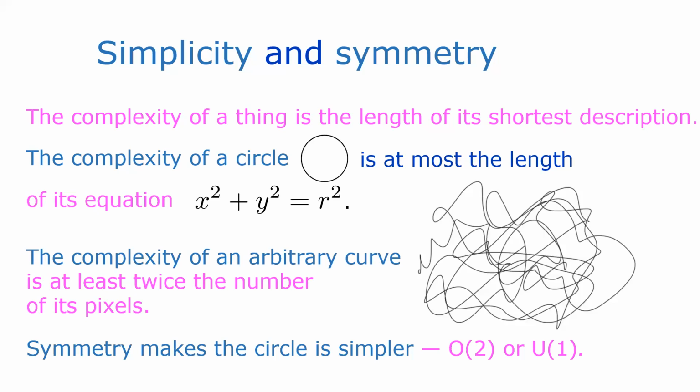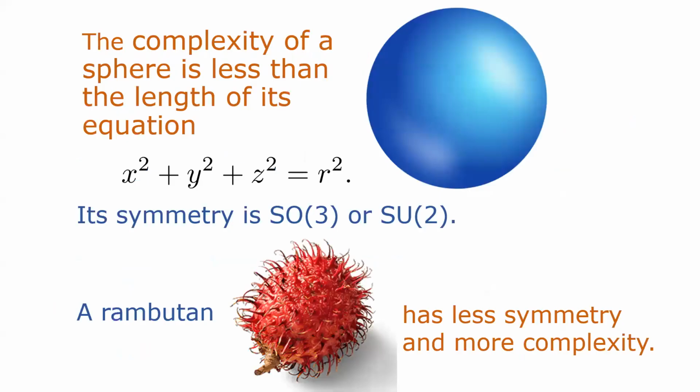So why is the circle simpler? The circle is simpler because of symmetry. It has rotational symmetry, and that makes the circle simpler than just this squiggle that I drew.